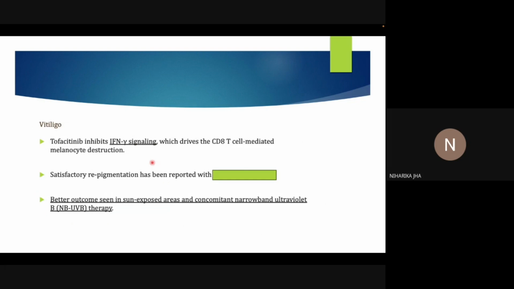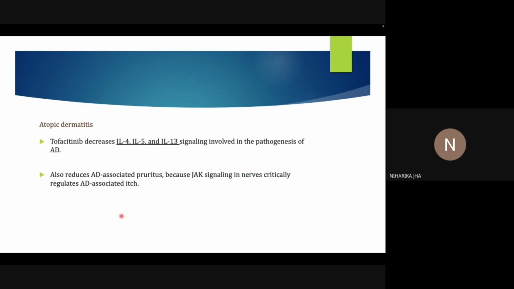The next disease is vitiligo. How does tofacitinib help in vitiligo? It inhibits interferon gamma signaling, which drives the CD8 T cell mediated melanocyte destruction. Satisfactory repigmentation can be seen with both topical as well as oral tofacitinib. A better outcome is seen in those areas which are sun exposed, and we can combine tofacitinib with other treatment modalities such as narrowband UVB.